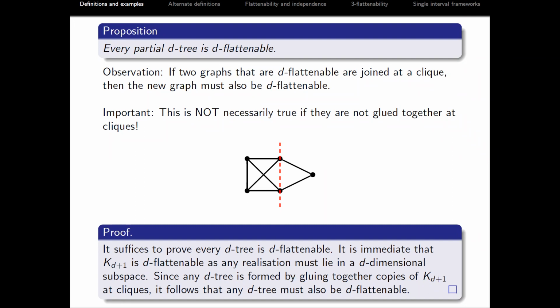Okay. So what we'll see later is if you have a clique on D plus 2 vertices, then you are not D-flattenable. I see. Yeah. So the clique is at most D, right? It's a join at a clique of size D.